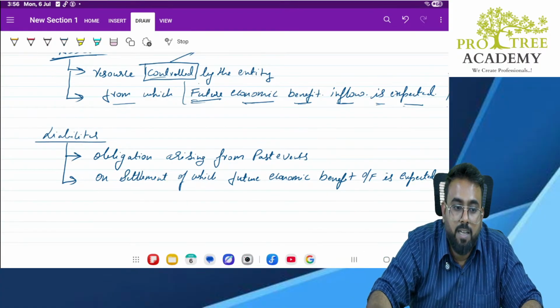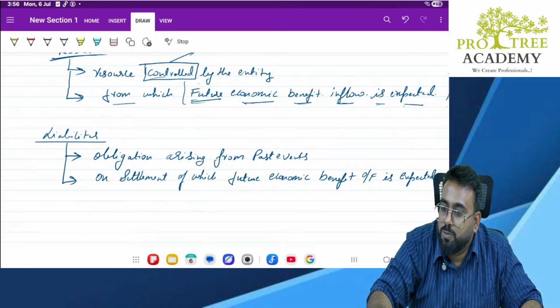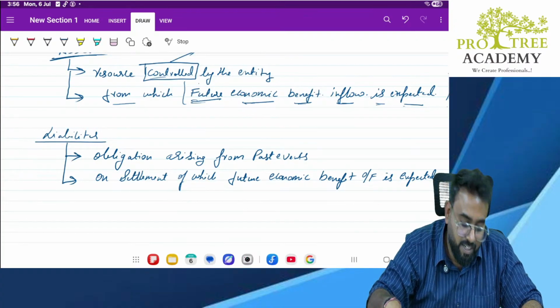Understood, everybody? Take example of anything, sir. You want me to take anything in liability? You tell me, I'll take it. Loan done, creditors done. What else you want? Asset side? Understood the definition clearly?